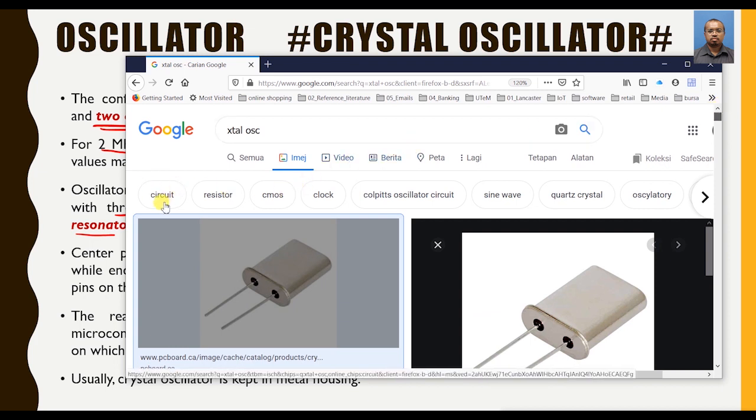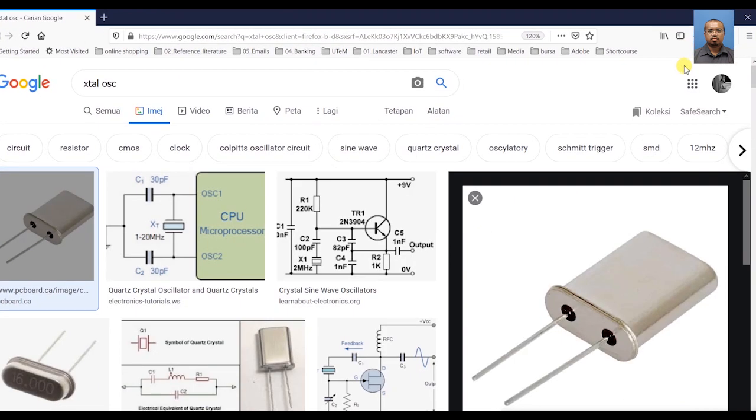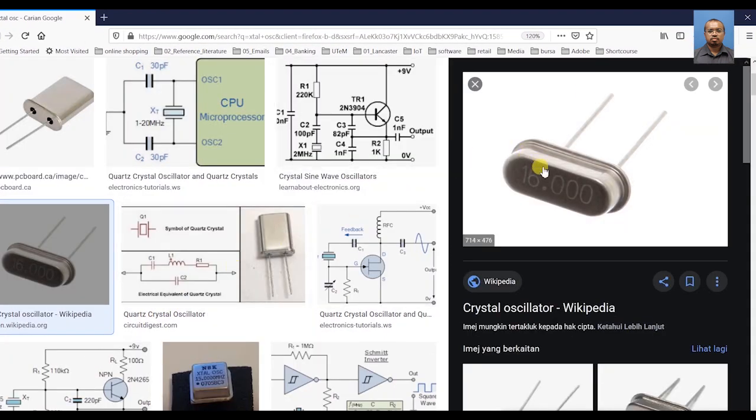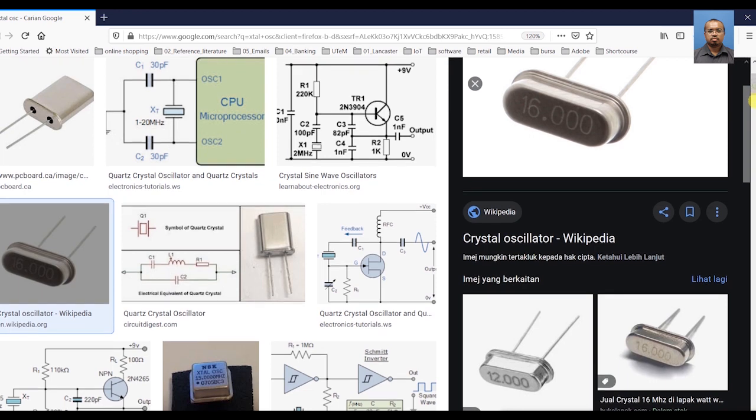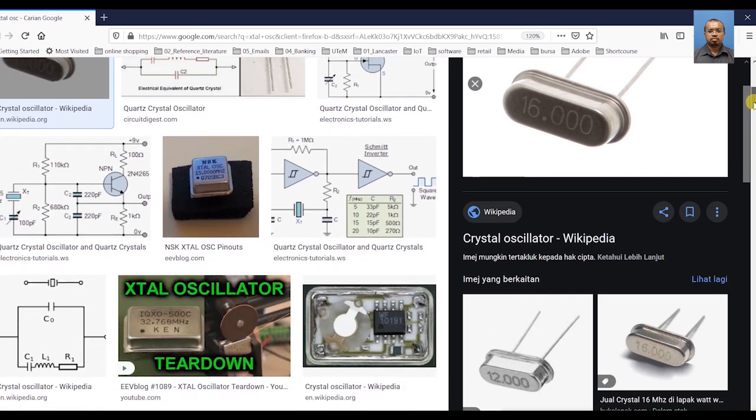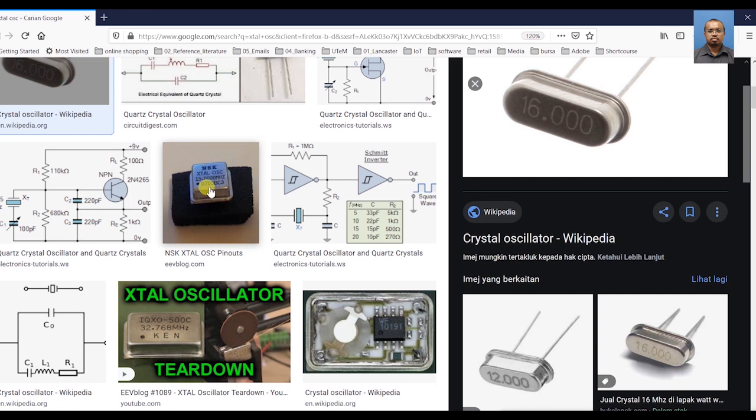I was looking for something that we usually have. Yeah, this one. This is the one that we usually have. If you can see 16.00 here, it is actually a 16 megahertz crystal. This is crystal only. You have to pair it with the capacitor. If not, you're going to have to look for a crystal oscillator. Crystal oscillator is actually the one that has three pins, like this one, for example. This is a crystal oscillator. This one is also a crystal oscillator.